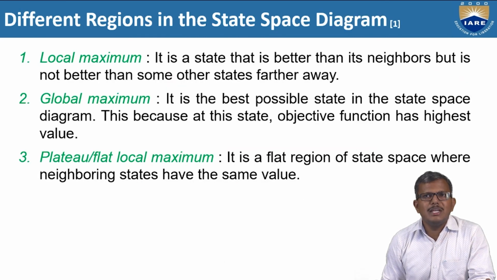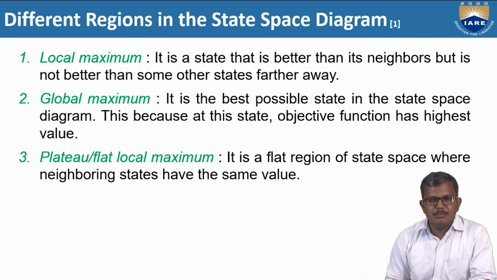So local maximum is a state that is better than its neighbors, but it is not better than some other states further away. Global maximum means it is the best possible state in the state space diagram. This is because at this state, the objective function has the highest value.